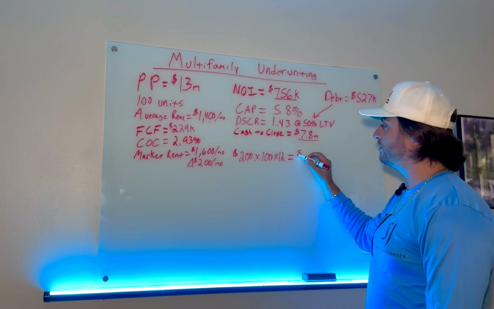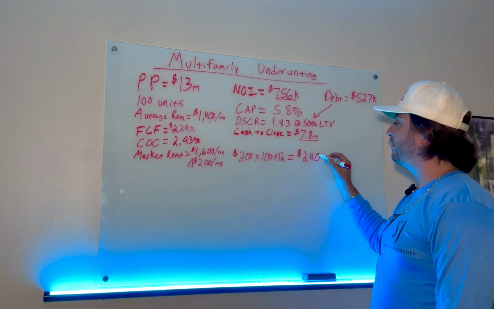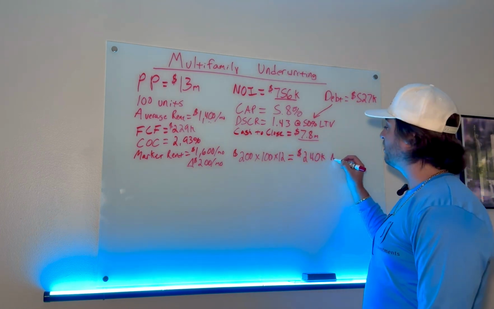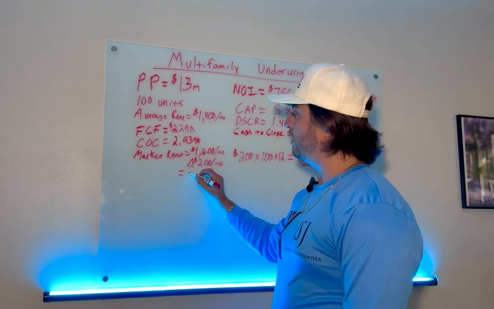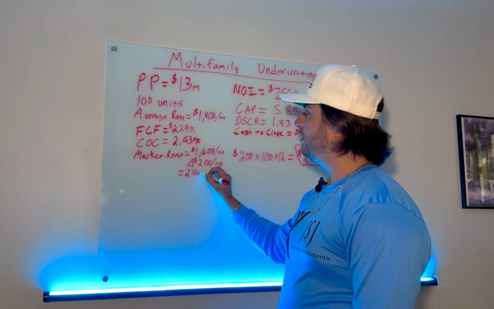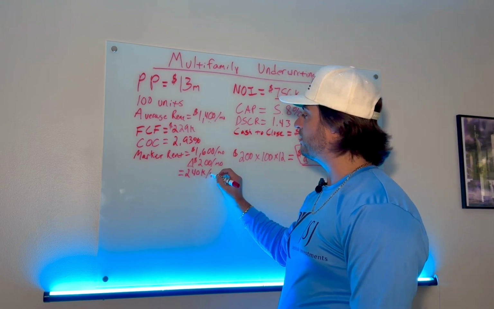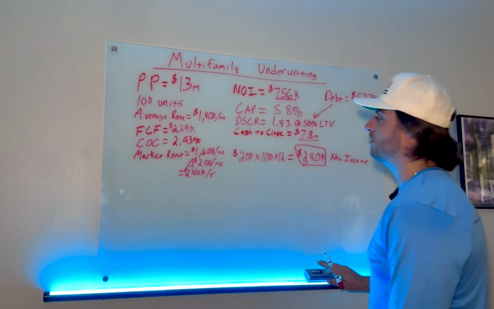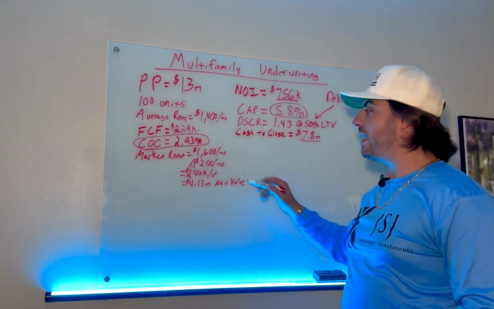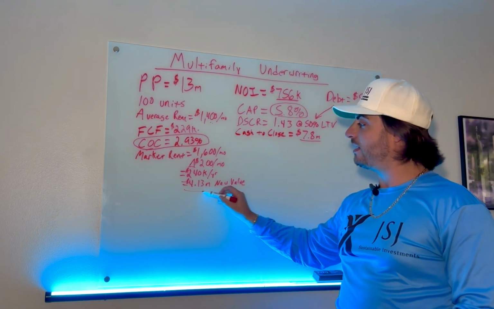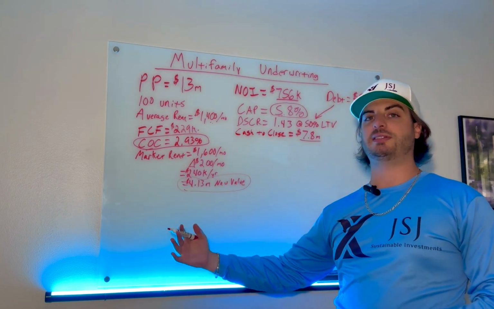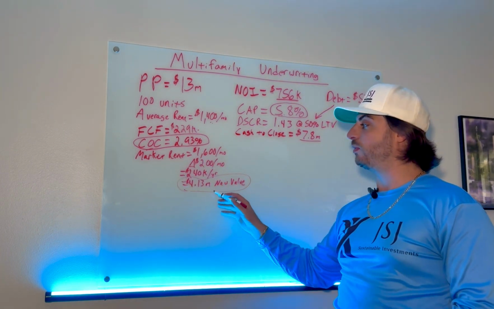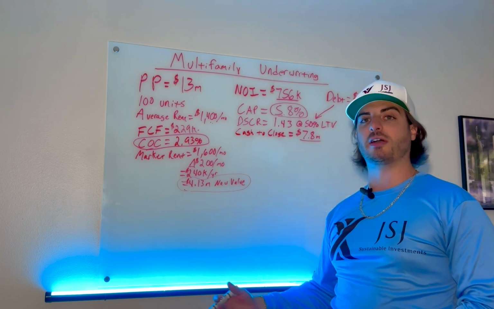This produces $240,000 of new income. We know that with this rent increase, we can create $240,000 a year of new income. So we've now added $4 million of value to this property just by increasing that rent. We have $4.13 million of new value that we've created.